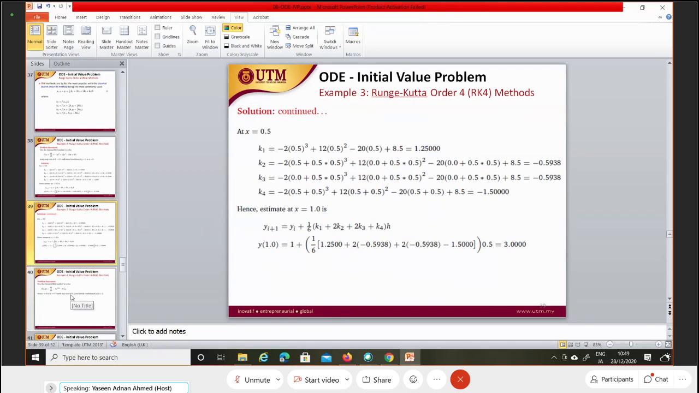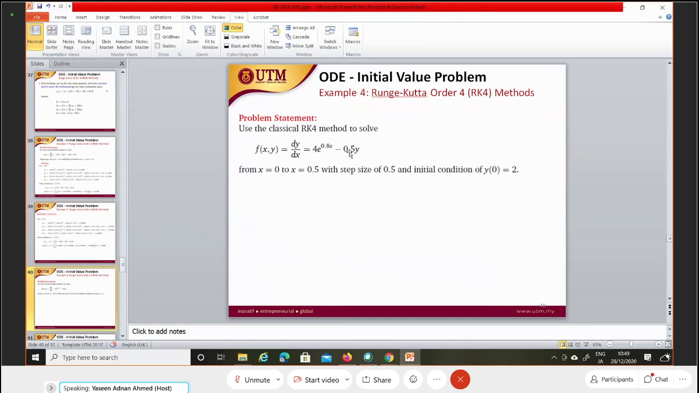So there is another problem. You can see that here, x and y. Now you can see this is a function of x and y. So I request you to solve this problem using the RK4 method. Please solve the problem and WhatsApp it to me. I will cross check.